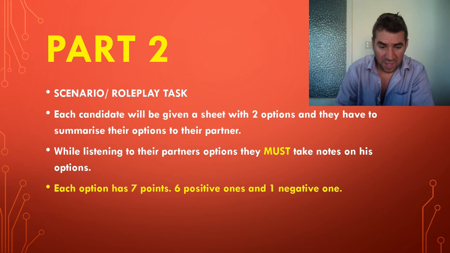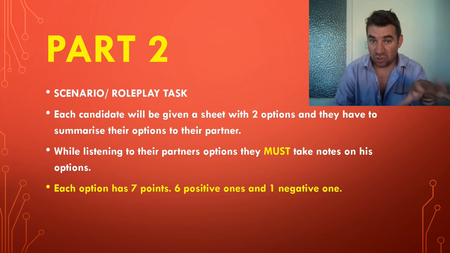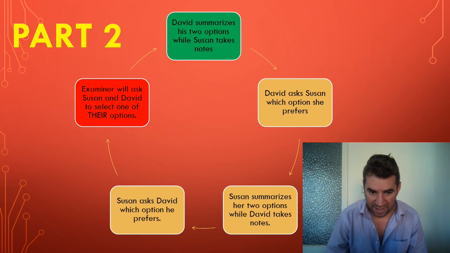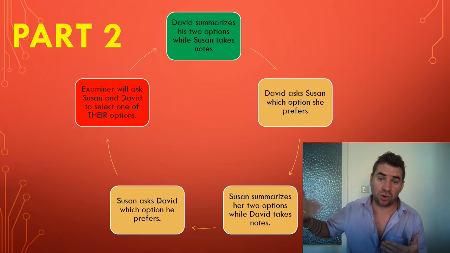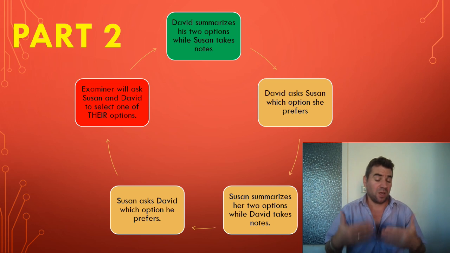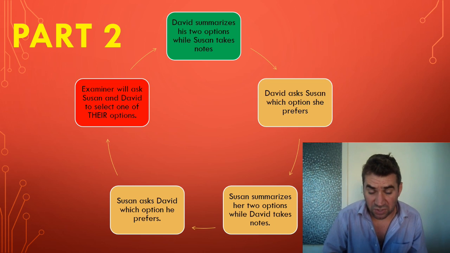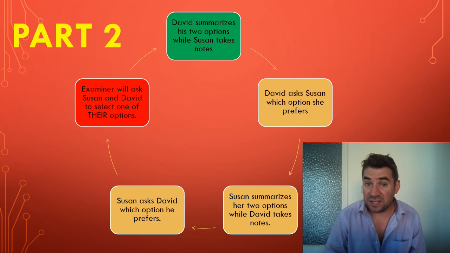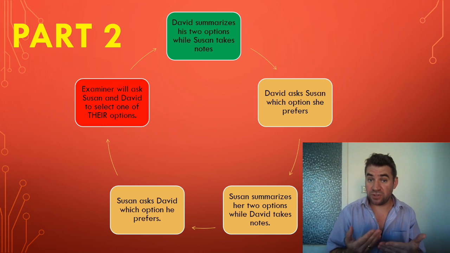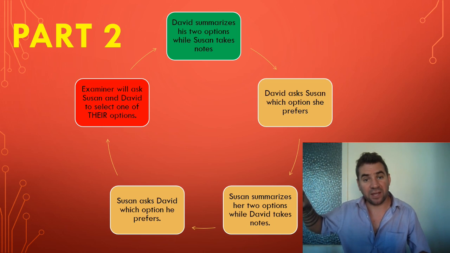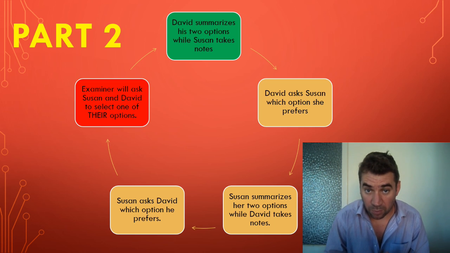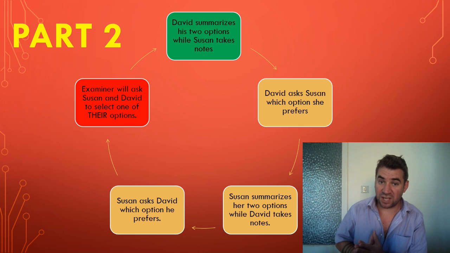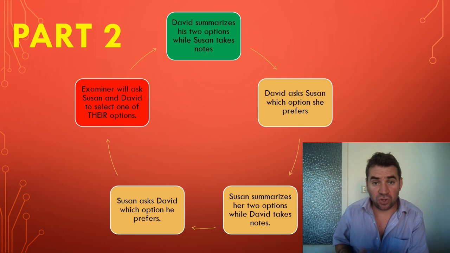Let's have a look, for example, at the turn structure here, so you can get it straight in your heads. If you have a look at the green part of the diagram up here, let's pretend we've got 2 students, a boy called David and a girl called Susan. David volunteers to go first. First of all, David is going to summarize his 2 options, and Susan is going to be taking notes on what he says. Then, after David has finished, he'll turn to Susan and say, "So Susan, which of my options do you prefer?"